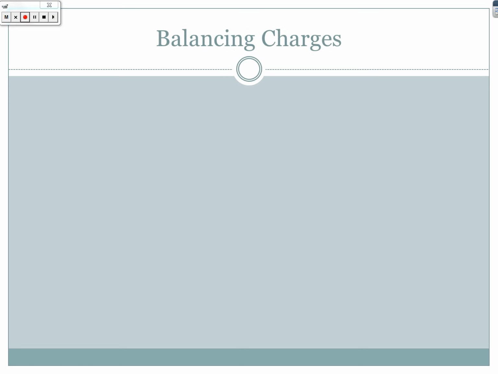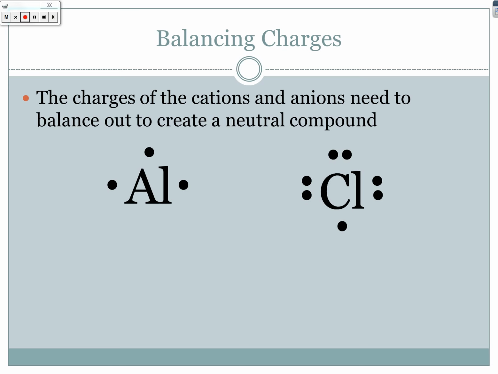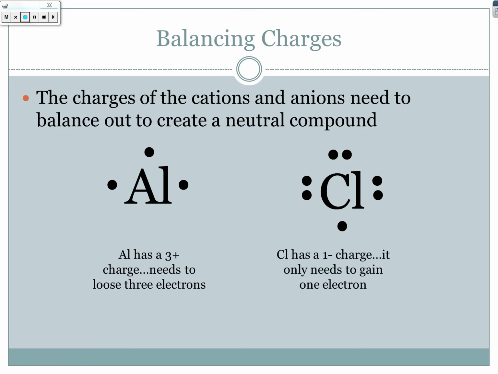So, the problem with balancing charges, though, is that we need to somehow make it work and explain how 3 pluses are balanced out by negatives. So the charges of the cations and anions need to balance out to create a neutral compound. So when we have an aluminum with 3 plus charges, it needs to lose 3 electrons, and chlorine has 1 minus charge, it only needs to gain 1 electron.